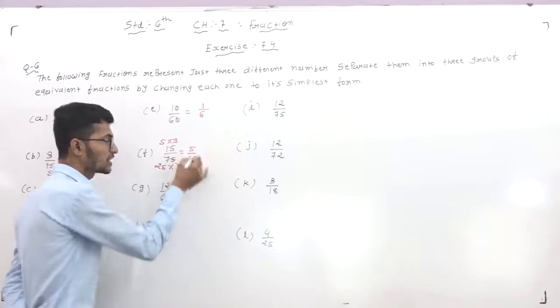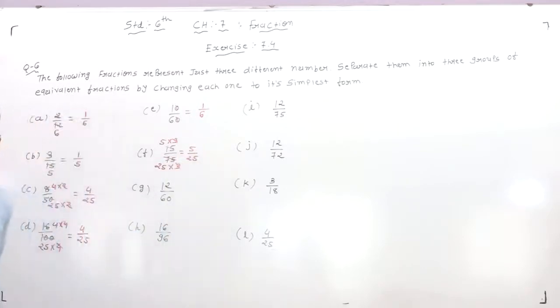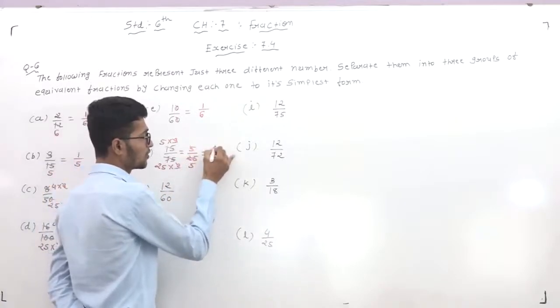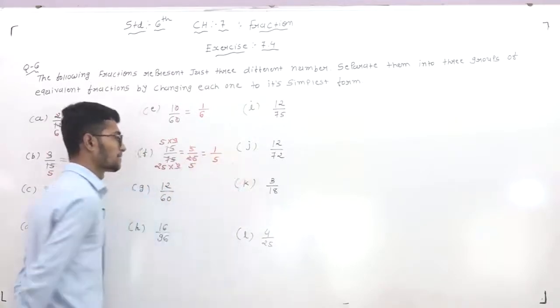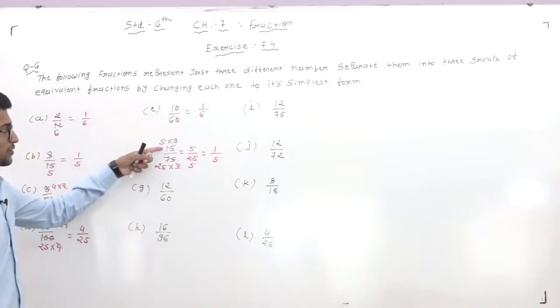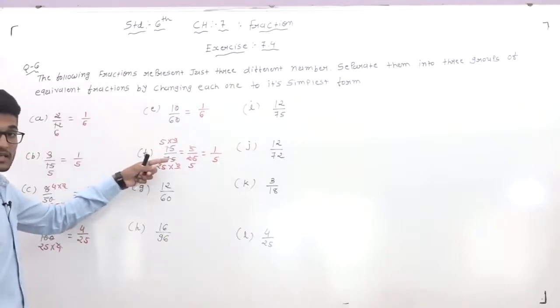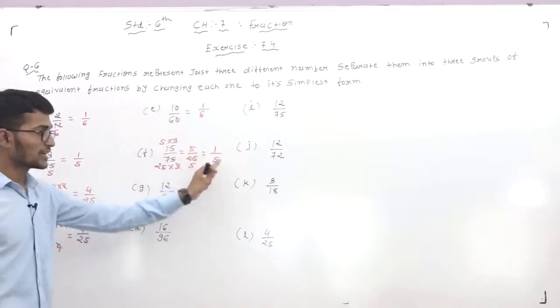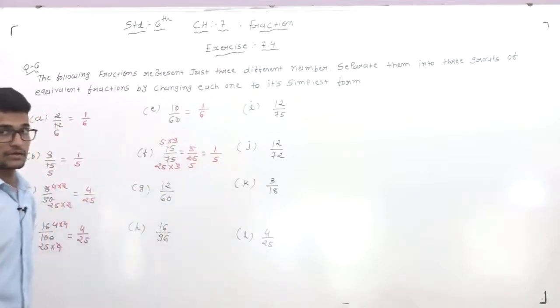So dear students, again cutting is possible, right? 5 5s are 25, so our simplest form is 1/5. Directly cutting is also possible here: 15 5s are 75. If you cut directly, the answer is the same 1/5, and cutting this way, the answer is again the same 1/5.